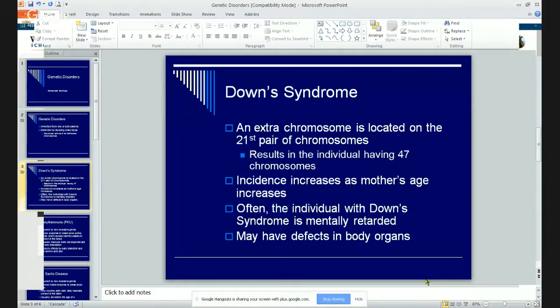Often the individual with Down syndrome is what we would call mentally retarded in their growth and development, meaning just mentally slow. I'm not saying that they can't learn things, but they are just a little bit slower. Sometimes they can have other complications in their body organs. Sometimes their heart isn't fully developed. Sometimes they have problems with their vision. It just kind of depends on the individual, but it's not uncommon for there to be other problems associated with this particular condition.